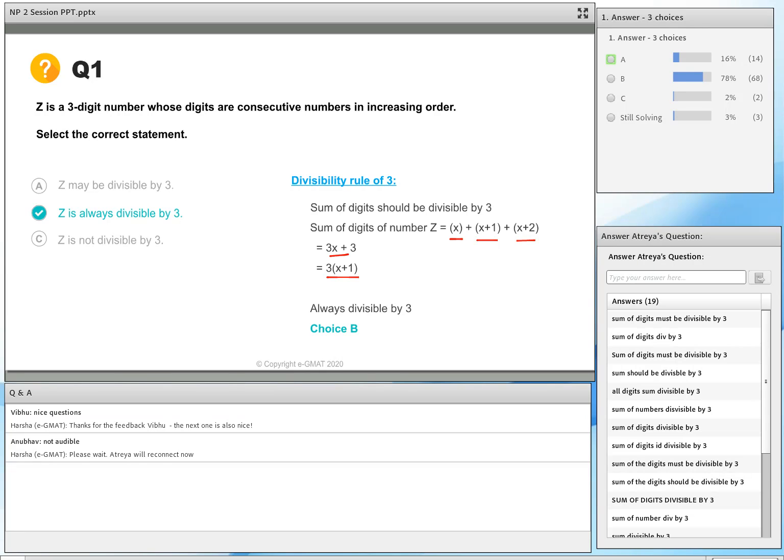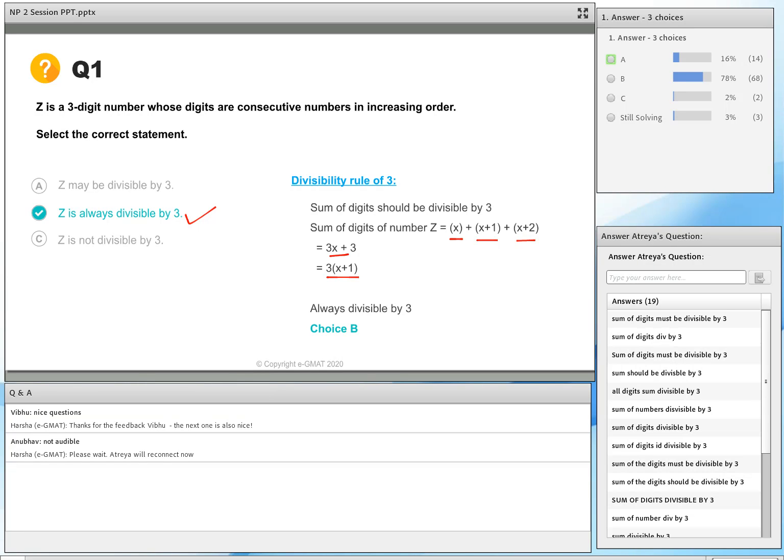Now, since 3 times of x plus 1 is definitely divisible by 3, I say that yes, Z is a number that is divisible by 3, right? Very important question, very important concept as far as divisibility of 3 is considered. Right. So with that, let's move ahead with the next question.